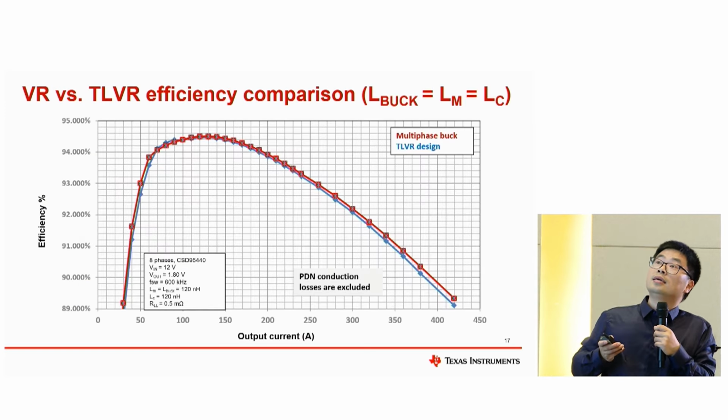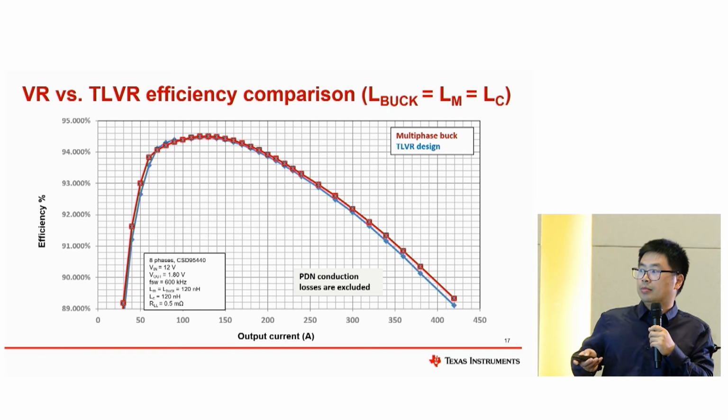And this one is what we care about most. This is the efficiency comparison between the multiphase buck and the TLVR design, and this efficiency is obtained with the same parameters listed here. We can see that the two are nearly the same, and even at heavy load it is just about 0.1% lower for the TLVR design.